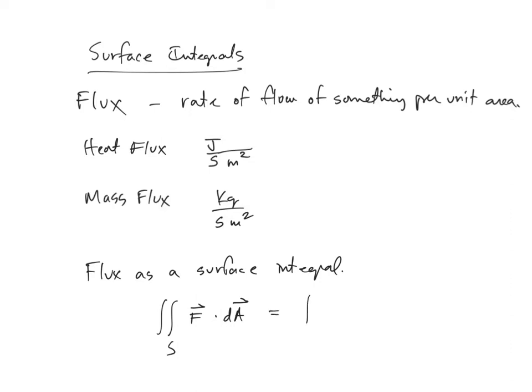And dA we can rewrite as n hat, which is a normal unit vector, dA. Okay, so n hat dA is a vector. N hat gives the direction of this vector. dA gives its magnitude. Okay, so this is this vector dA.